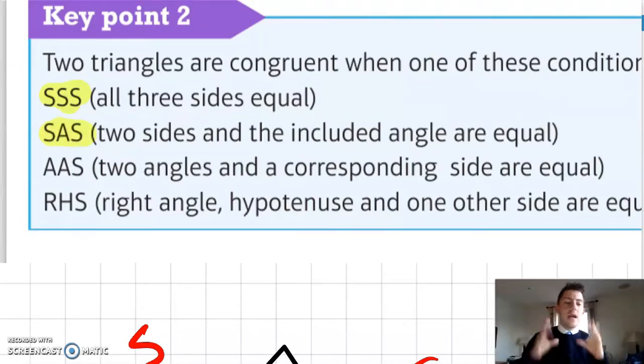AAS: if I say I need a triangle with angles 40 and 60 and a length of 10, no matter what you do, if you're accurate, you can only make the identical triangle every time.